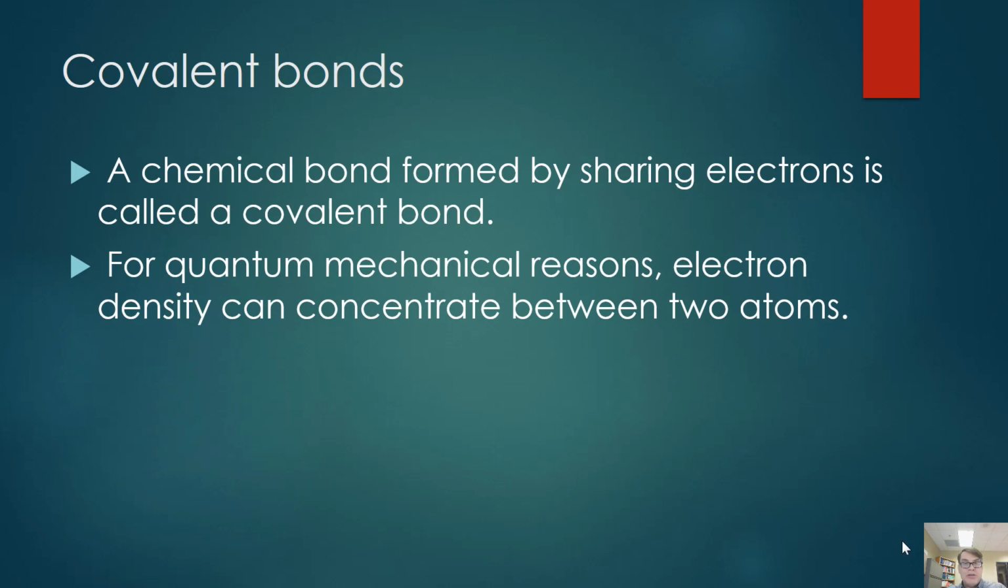So how does this work? Well, for quantum mechanical reasons, that is the math of the atomic world, as it were, the physics of the atomic world, electron density, so electrons aren't really located in a spot. Rather, what we have is kind of a probability cloud, a probability that an electron could be at any one particular point.